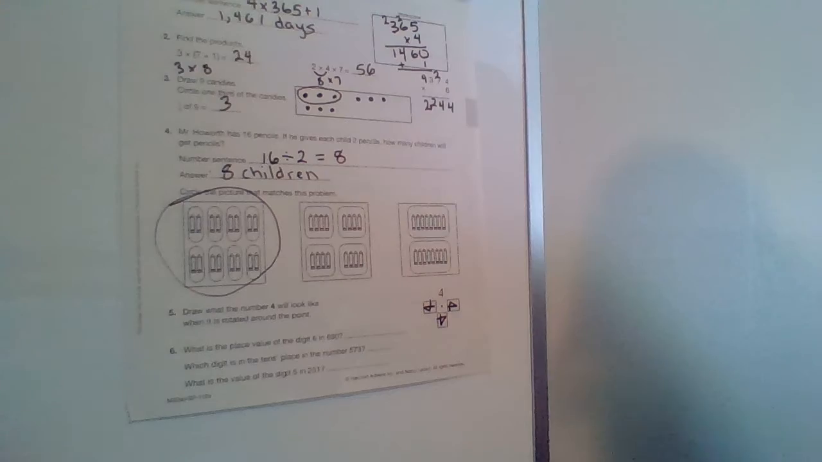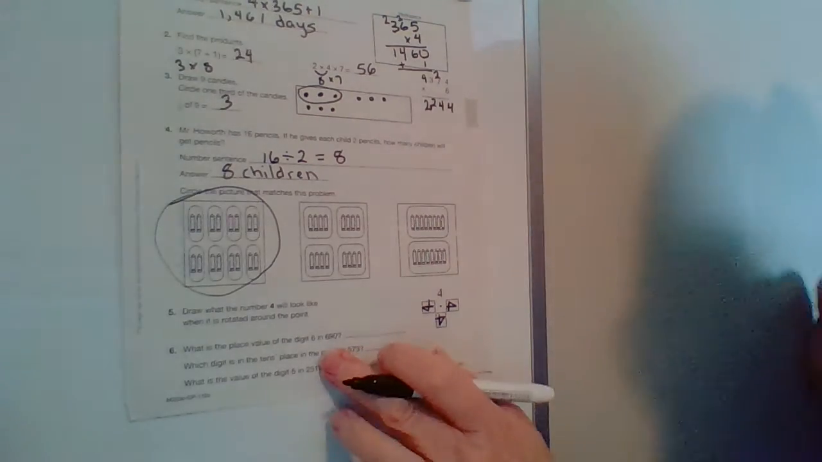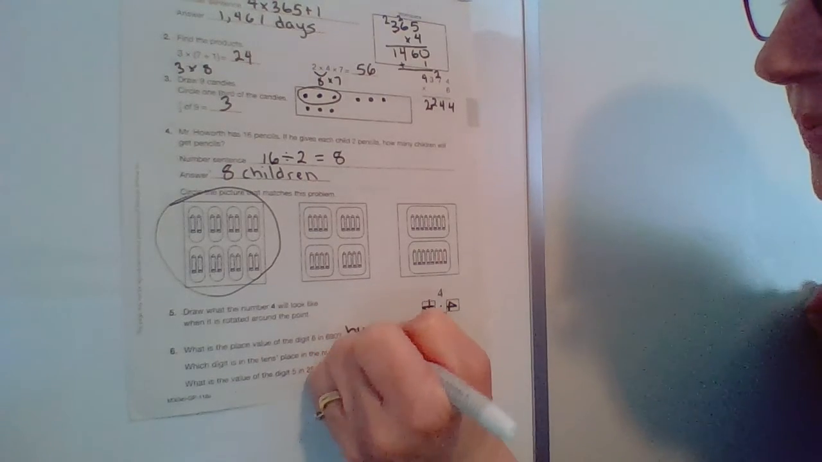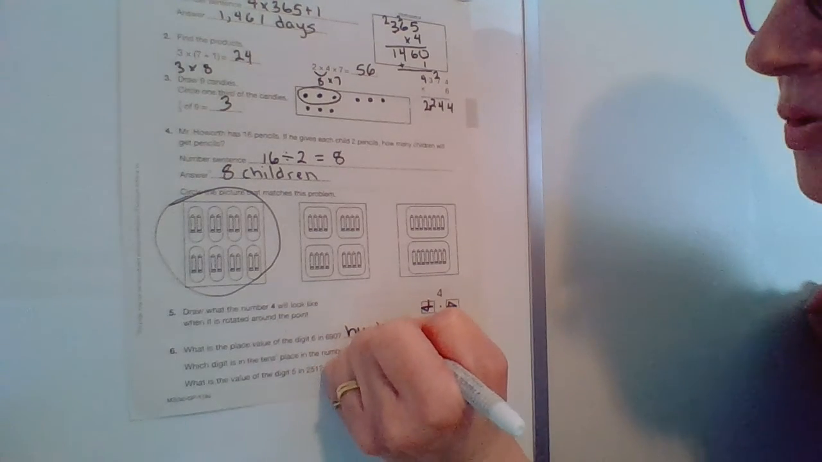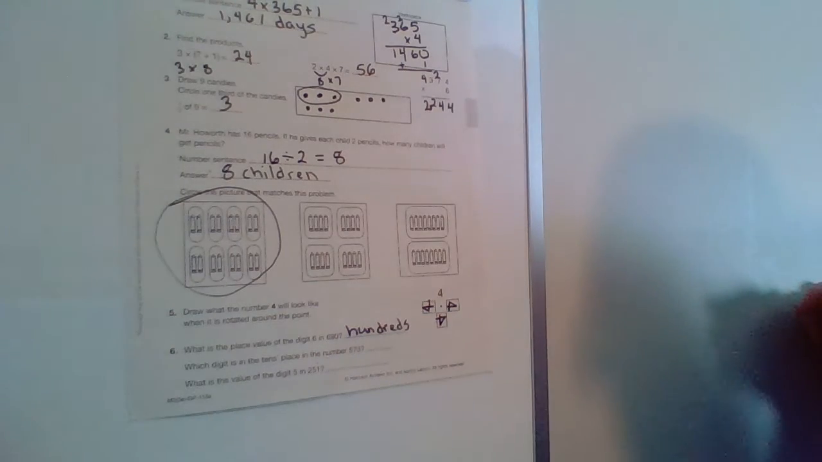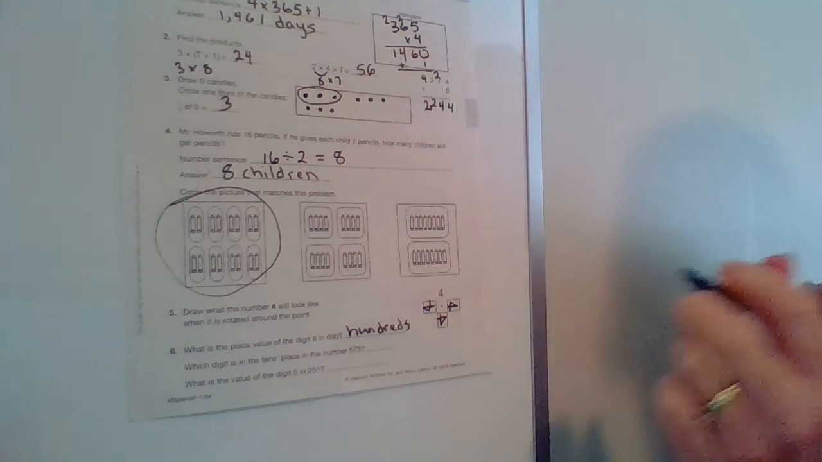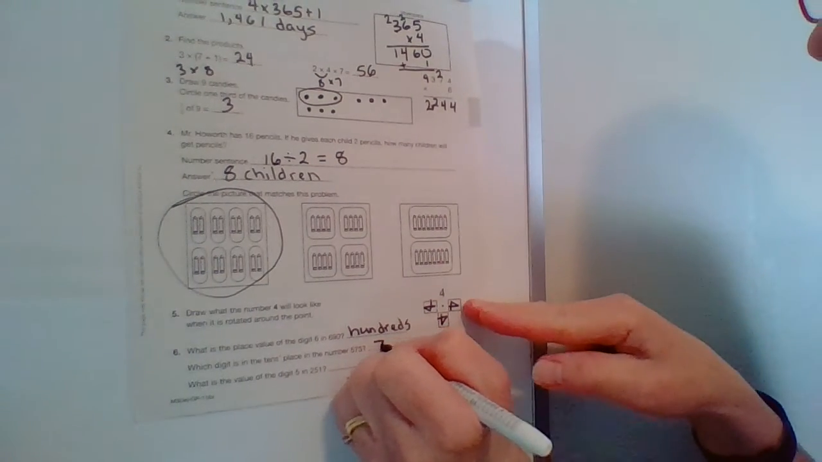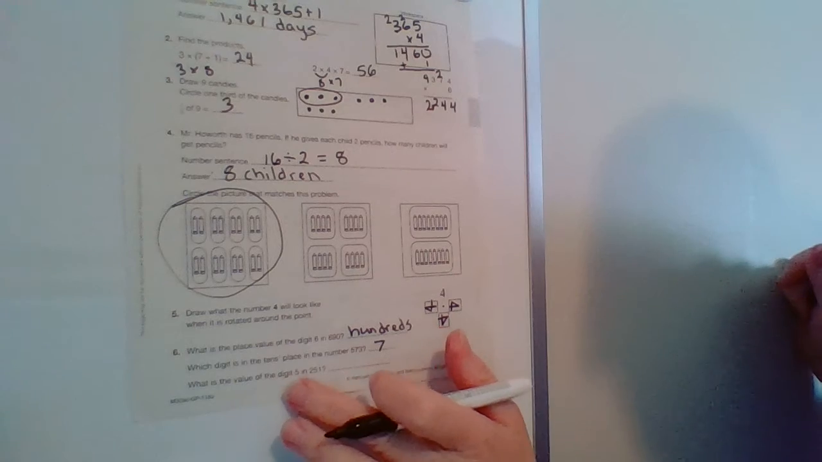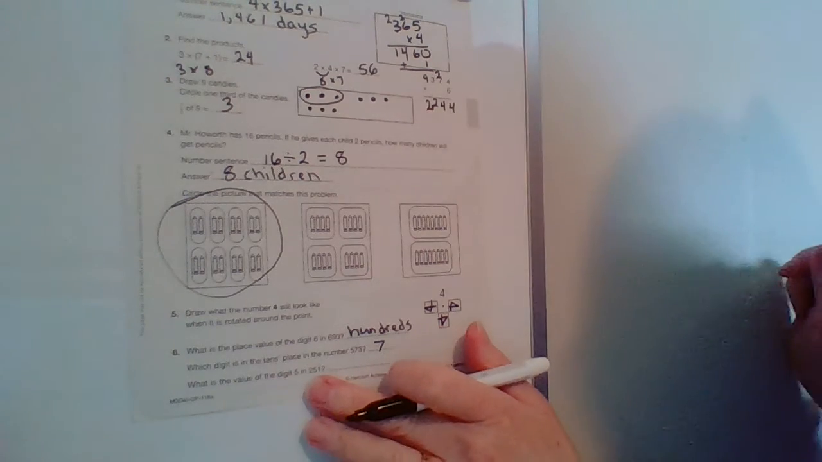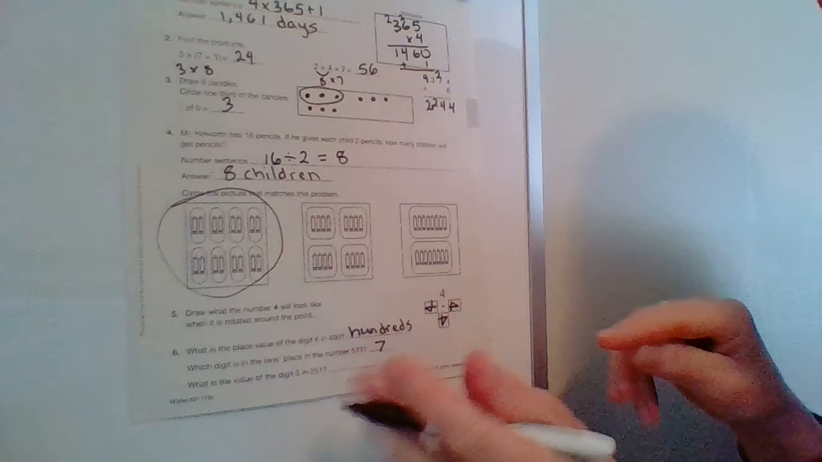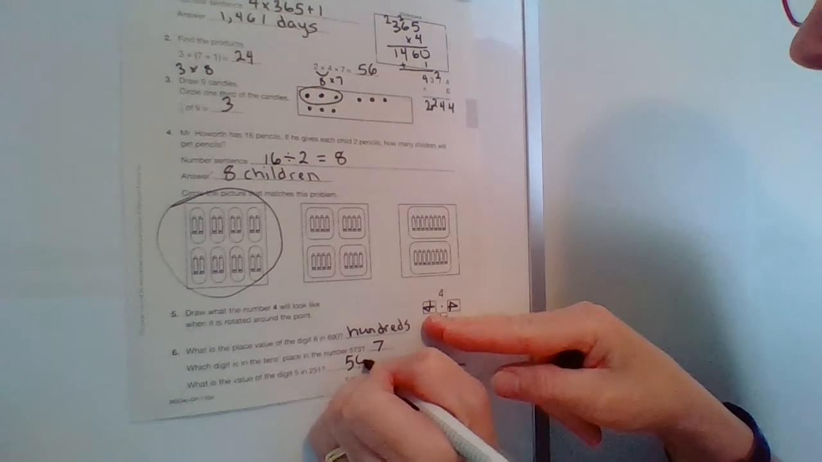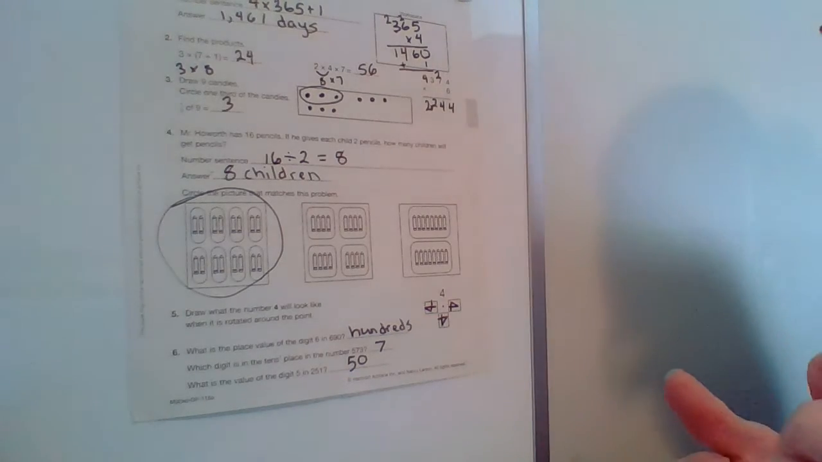What is the place value of the 6 in 690? The place value is hundreds. So we write the word hundreds. What is the digit in the tens place in the number 573? It is 7. What is the value of the 5 in 251? The value is not tens, the value is 50, because there's 5 tens, that would be 50.